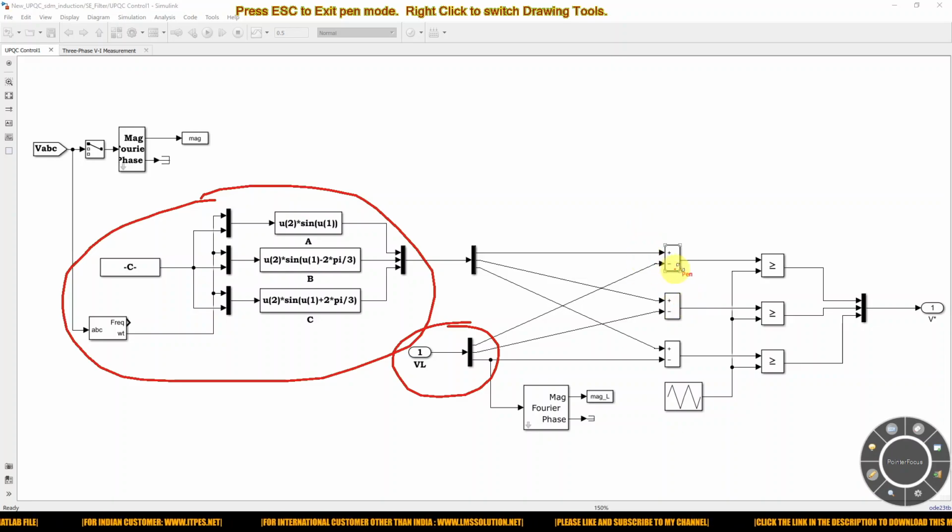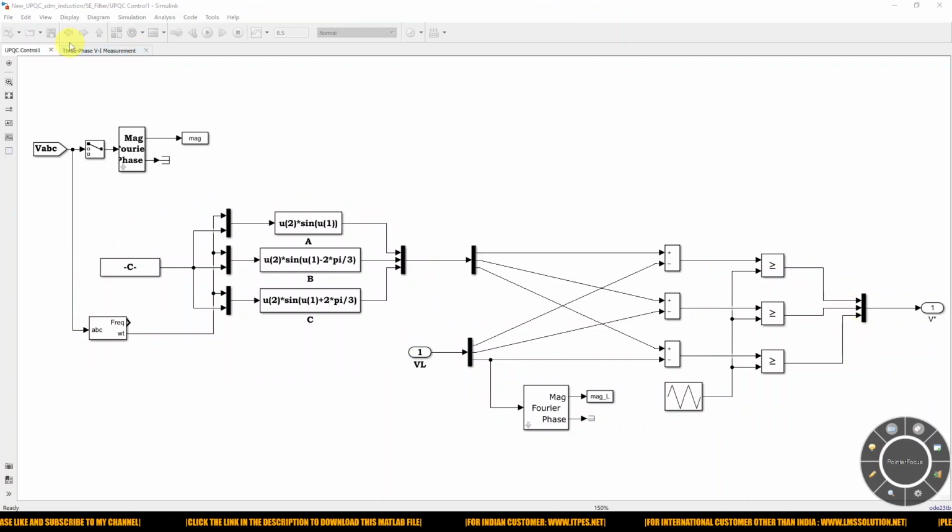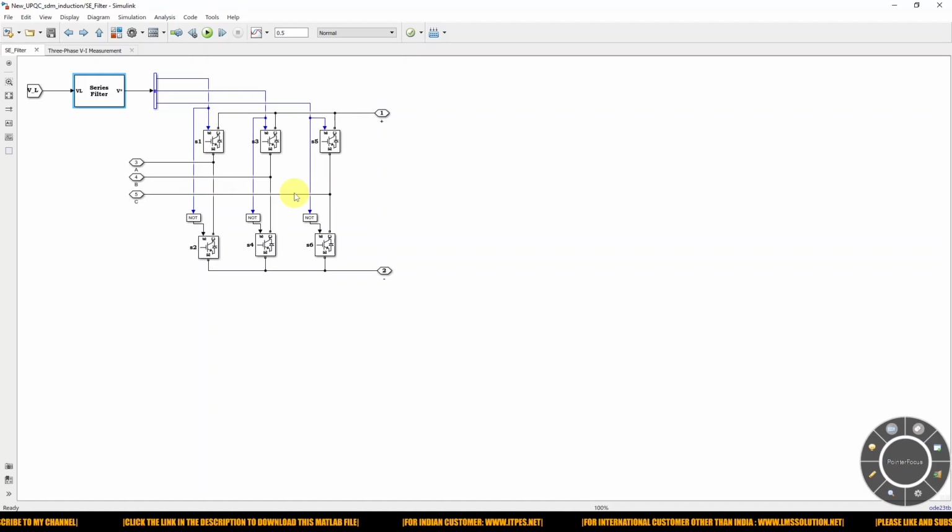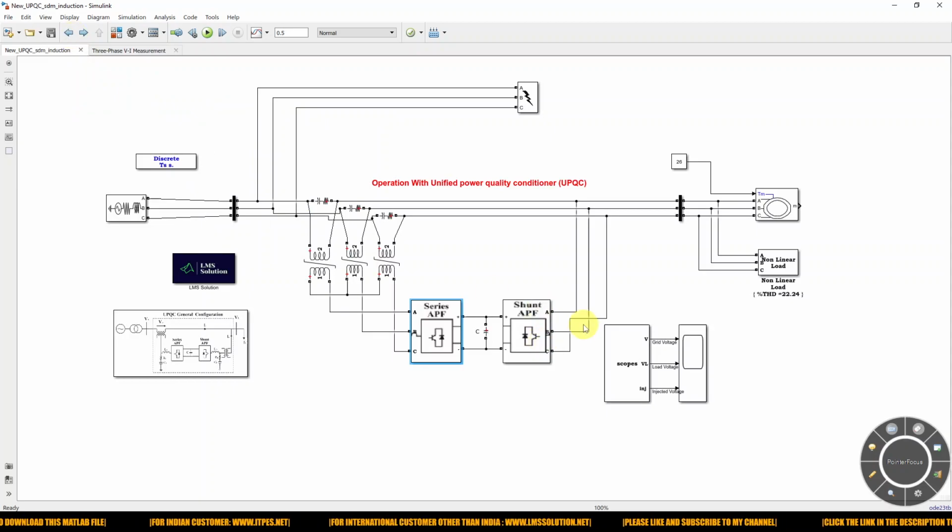After comparison, we have an error voltage here. The error voltage is processed, that means compared with a triangular wave, to generate the pulses for the series converter or series inverter. Based upon this error voltage, it generates pulses. These pulses control the series inverter to mitigate the voltage sag during the fault condition.